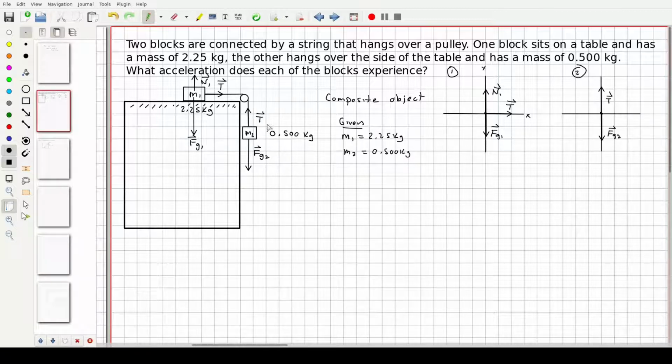So that said, let's pretend I pull down at a rate of 1 meter per second. This should move to the right at 1 meter per second because it's connected. If I were to start from rest and accelerate this thing downwards, this should feel the same acceleration to the right. So the point that I'm trying to make here is that even though the accelerations for these objects are in different directions, the magnitudes of the accelerations are going to be the same.